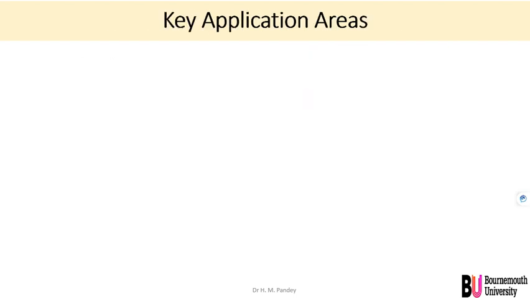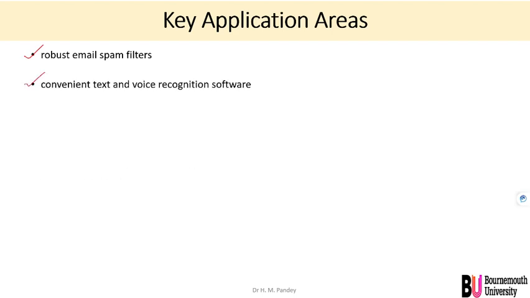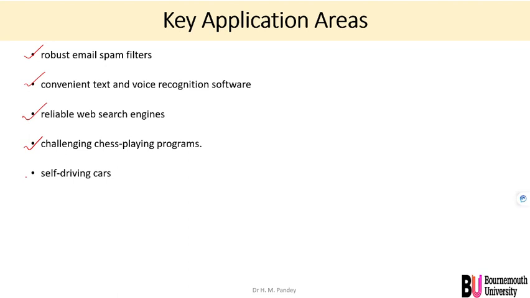Key application areas of machine learning: robust email spam filtering. It has application in text and voice recognition software. You can create reliable web search engines. You can develop chess playing games using machine learning techniques. Self-driven cars, autonomous cars.